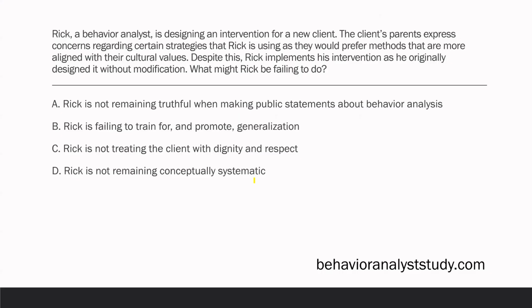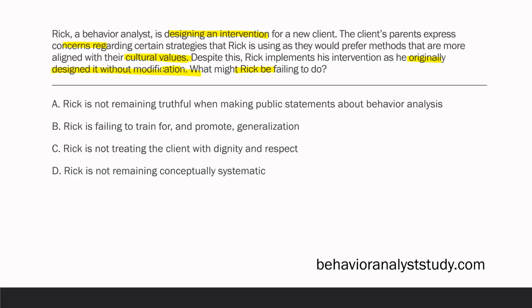What might Rick be failing to do? It's interesting we would get this question after the first question we have, because Rick is also dealing with these cultural values. Now, we know Rick designed the intervention. The client's parents express concern regarding the strategies because the strategies are not aligned with the cultural values. And what does Rick do? He implements his intervention as originally designed without modification.